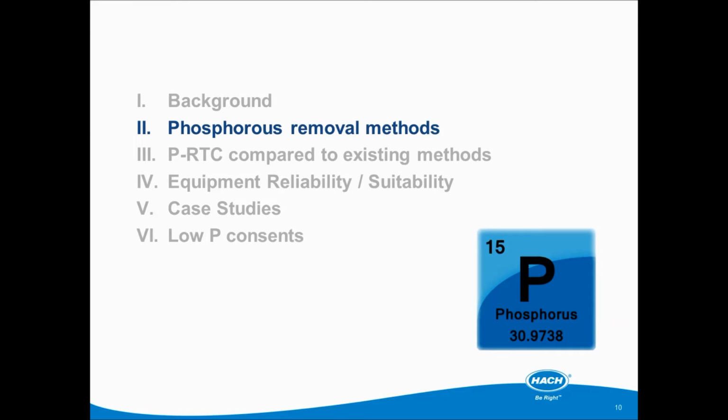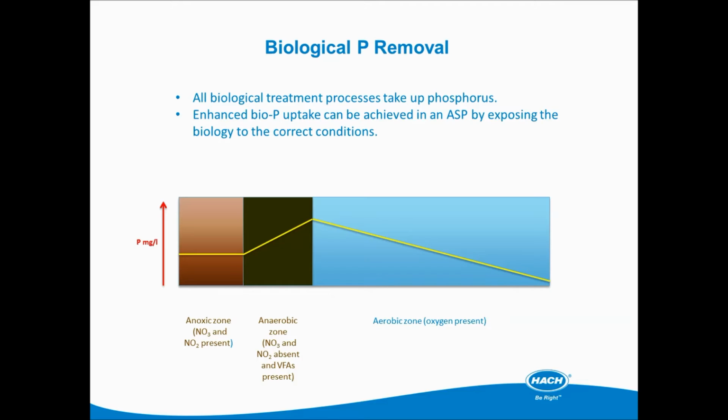The next section covers how phosphorus can be removed from wastewater streams. Firstly, all biological treatment processes remove phosphate from wastewater to some degree, simply by the action of cell growth, as phosphorus is one of the key elements required for life. Normally cells comprise between 1 and 2% of their mass as phosphorus.